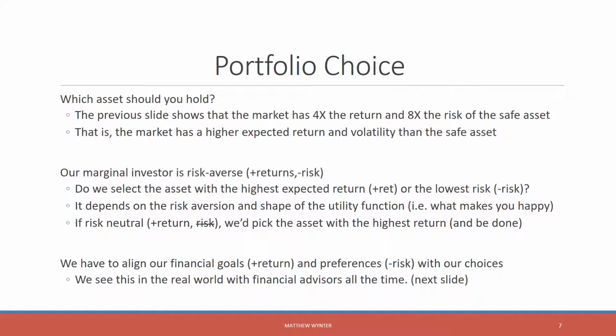That's fairly straightforward. But because we're in a world where our marginal investor is risk averse, we have to align our financial goals of high expected returns with our preferences for low risk. That's what we're going to be doing with our portfolio choices. And we see this in the real world with financial advisors all the time. A good financial advisor is going to assess what your risk preferences are and then use those risk preferences to map the kind of portfolio you should be holding given your risk tolerance.